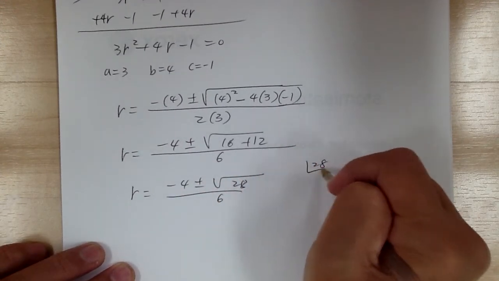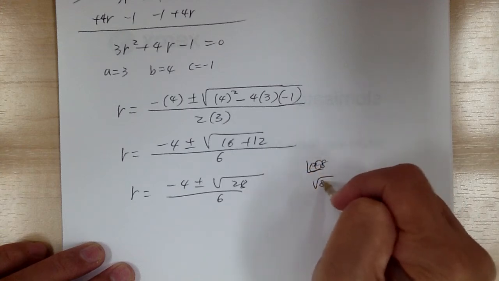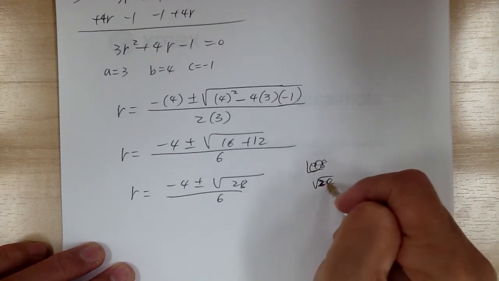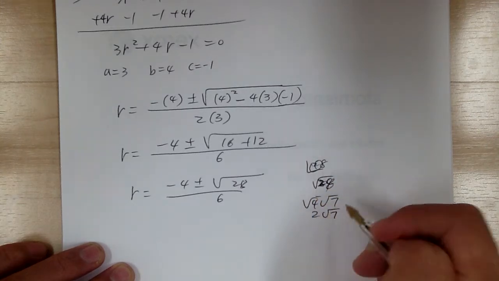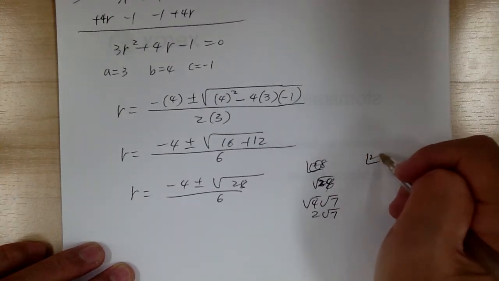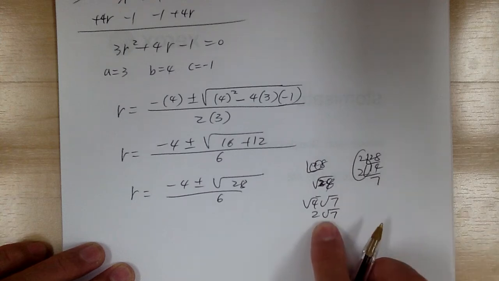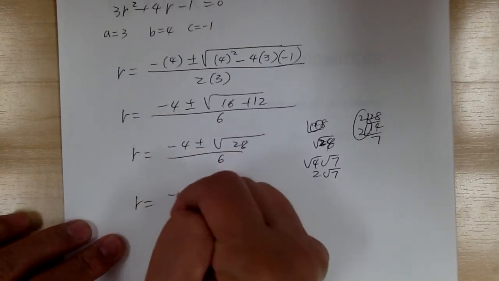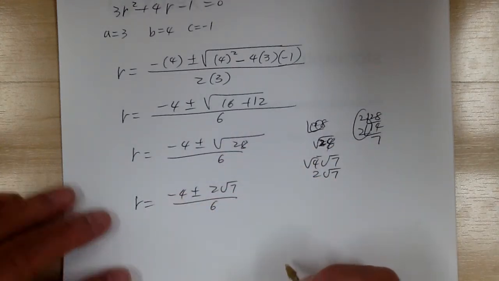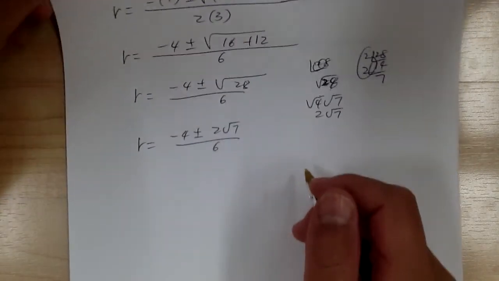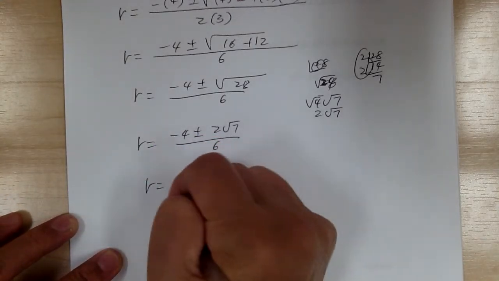And you can go up to the side, another way of doing this is to break it down into perfect squares: square root of 4 times square root of 7, so it'd be 2 square root of 7. So either way, you can use this method. So r equal to negative 4 plus or minus 2 square root of 7 over 6. You can divide all three parts by 2. So you got negative 2 plus or minus square root of 7 over 3.